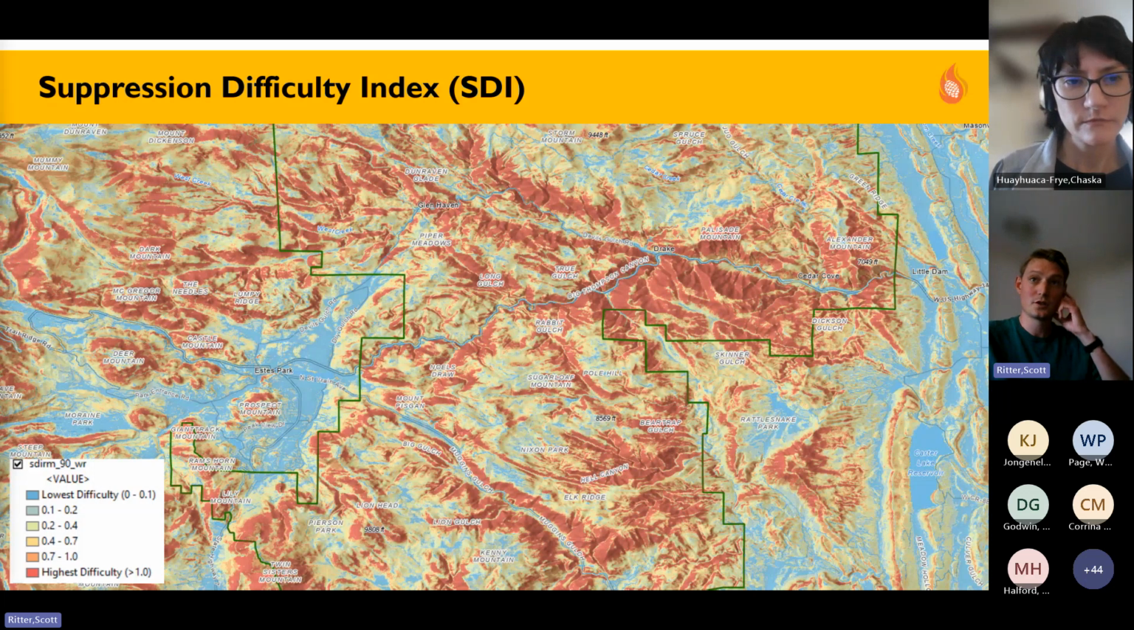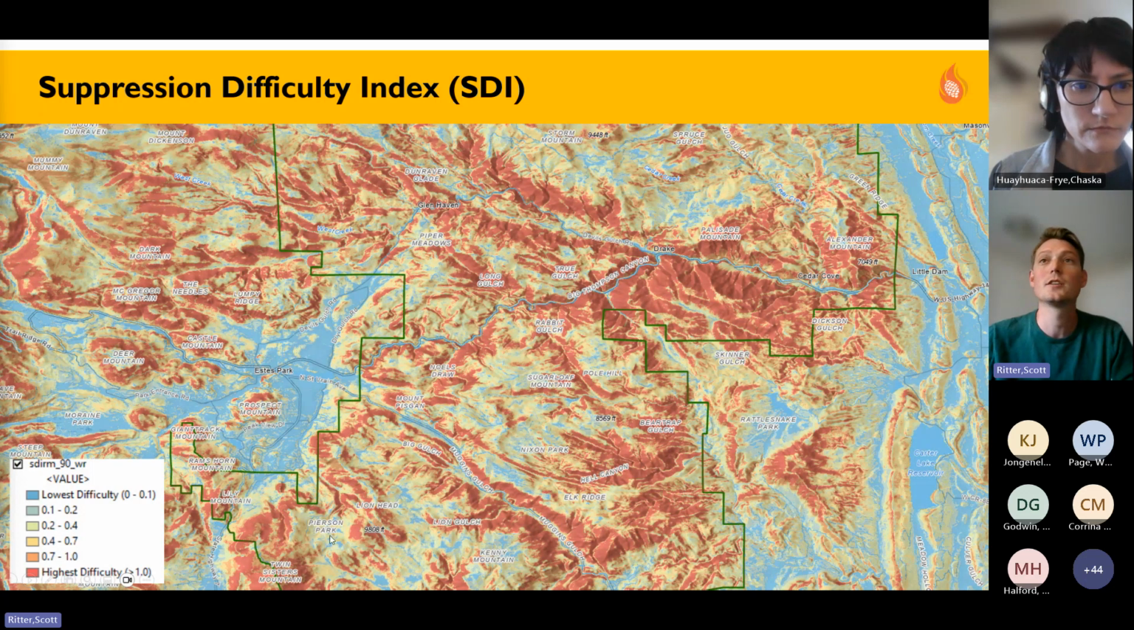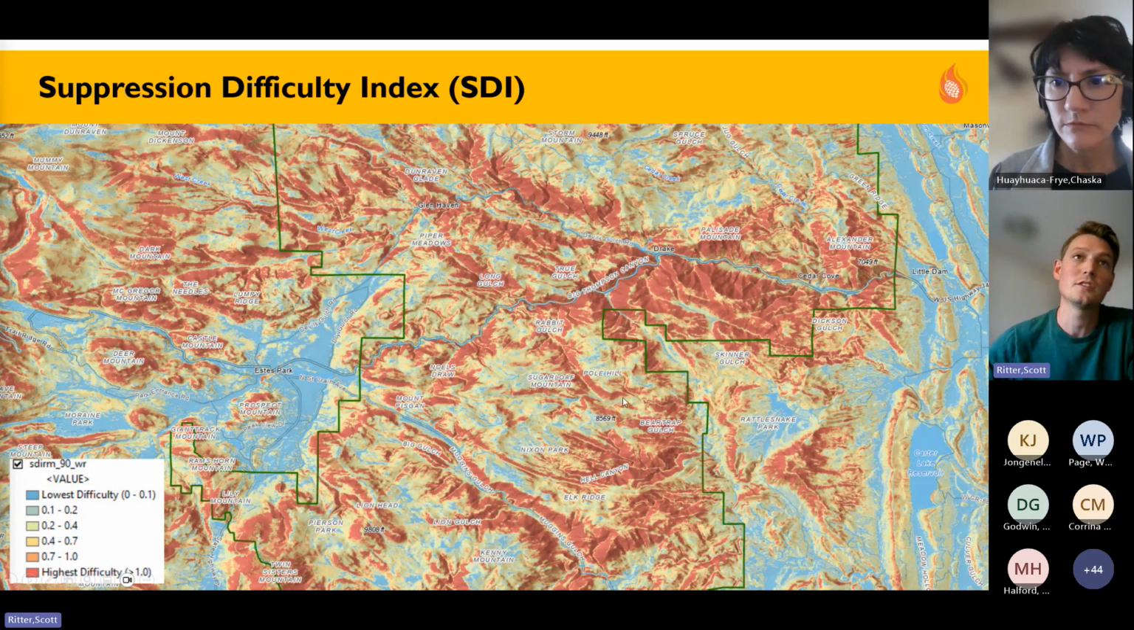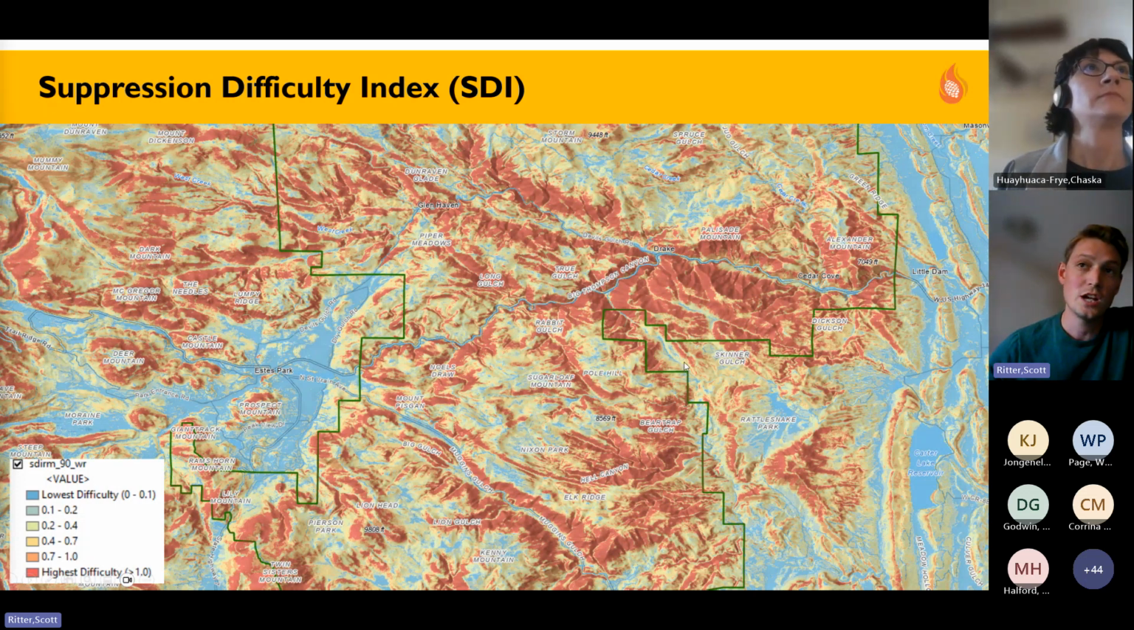So here's suppression difficulty index in the Estes Park area, showing a bunch of that Pearson Park area that we saw before. Or actually, I guess only some of it down here on the south, but nonetheless, you can see how strongly driven this is by slope. Particularly in our canyons where we have these really steep slopes. Those are just challenging and unsafe places to put firefighters, and that's just really what this map is reflecting.